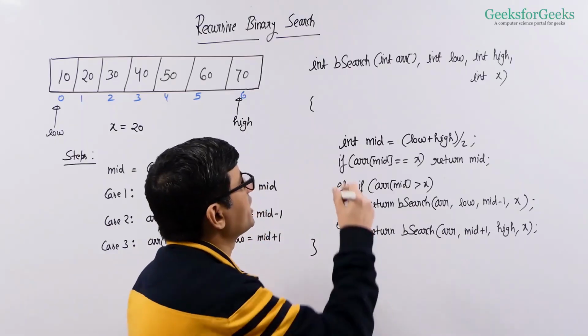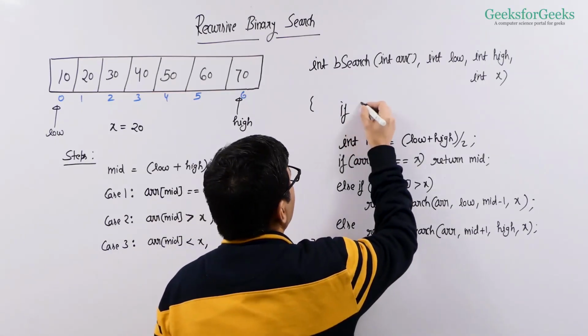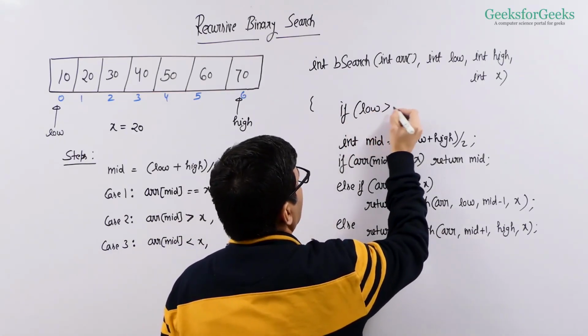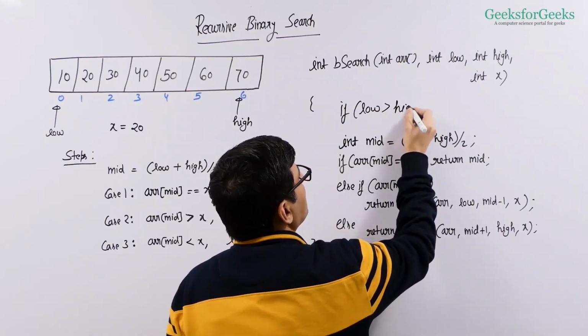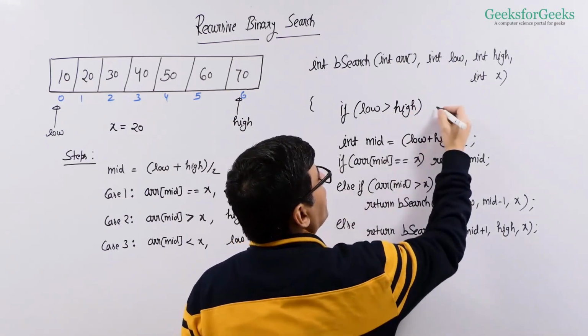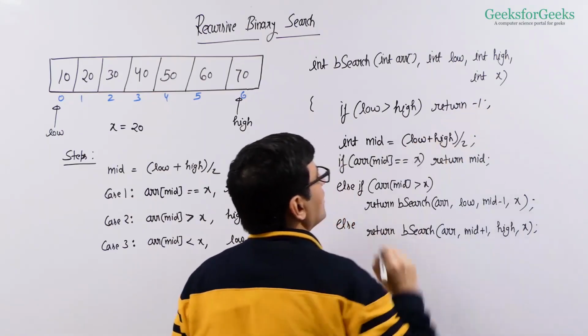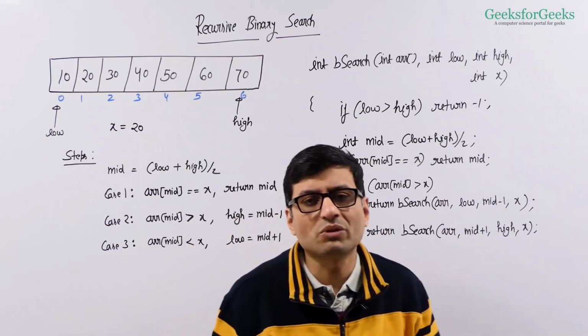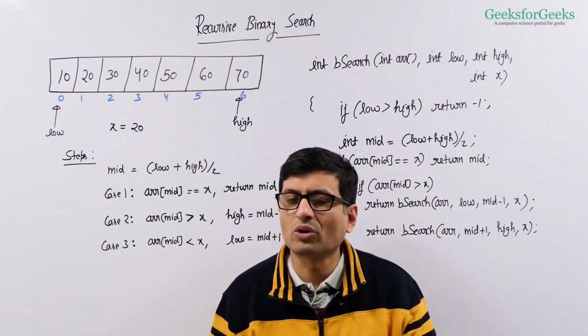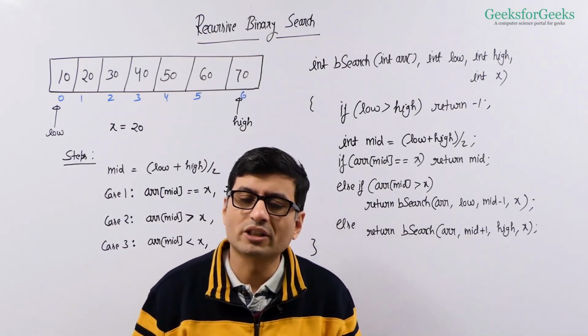So we can write a base case. If low is greater than high, if we have reached such a condition, then what were we doing in the iterative solution? We were returning -1. So we'll do return -1 here as well. In the iterative solution, we were returning -1 when we were coming out of the loop. Here also, we'll return -1 when low is greater than high.